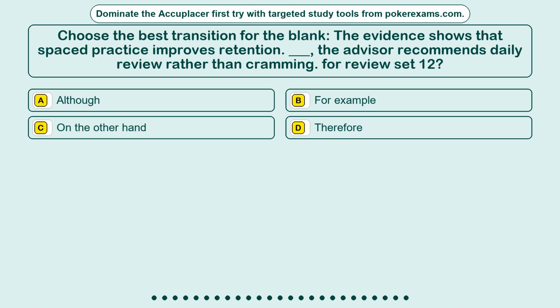Question 21. Choose the best transition for the blank. The evidence shows that spaced practice improves retention. Blank, the advisor recommends daily review rather than cramming. For review set 12, option A. Although. Option B. For example. Option C. On the other hand. Option D. Therefore.